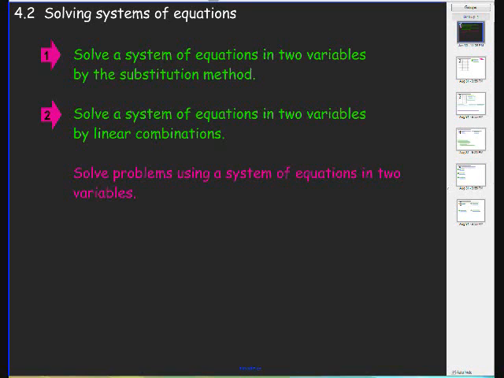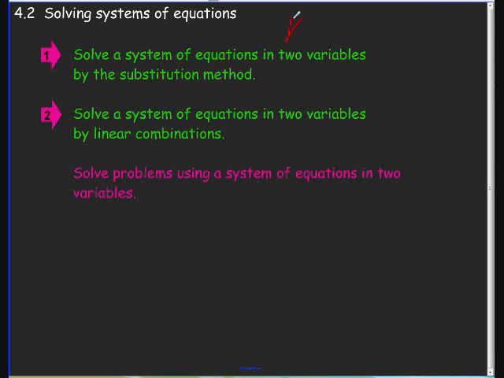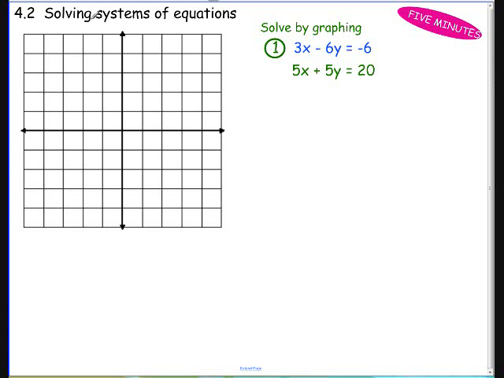Chapter 4, Section 2, Solving Systems of Equations. In our previous section, we did graphing as a way of solving equations. Today, we're going to use algebraic methods. You already know these: the substitution method, so two variables, substitution method, or linear combinations. Let's see what we can do with that.